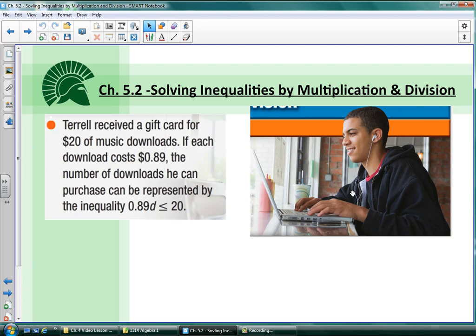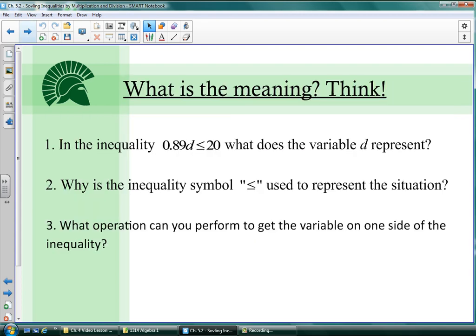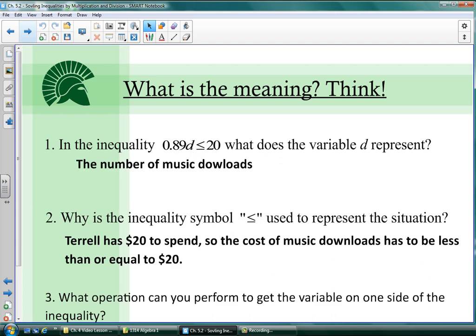And as always, we want to start with getting our head around what and how we use this regularly. So take a moment to pause the video and think about these questions. So in the inequality 0.89d is less than 20, what does the variable d represent?